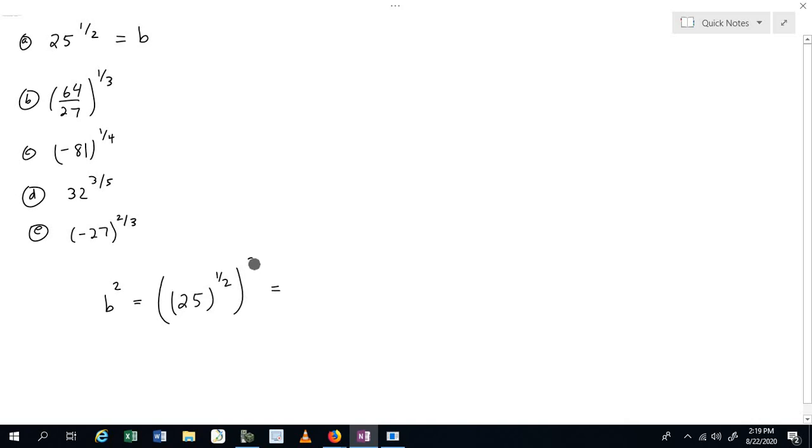Well, when you square a number, it means multiply by itself. So this means 25 to the 1/2 power times 25 to the 1/2 power. And since the bases are the same, you can add these exponents together. And so that's the same as 25 to the 1/2 plus 1/2. And when you add 1/2 to 1/2, you get 1. So this is 25 to the first power, which is just 25.